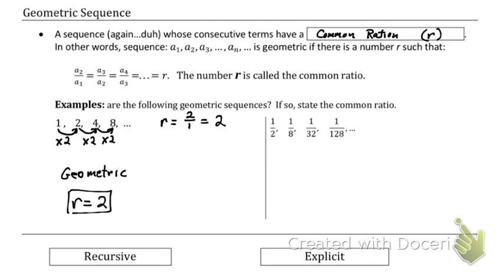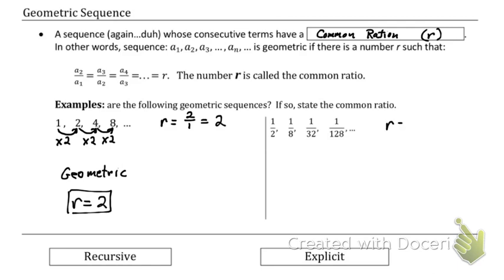Once again, if you're not sure if something's being multiplied, first of all, it's not being added. 2 to 8 is 6. 8 to 32 is not 6, so it's not being added. We could try to change our denominators to all be 128. It's a lot of work, and it's not going to work. So the next thing I'm going to look for is a common ratio.